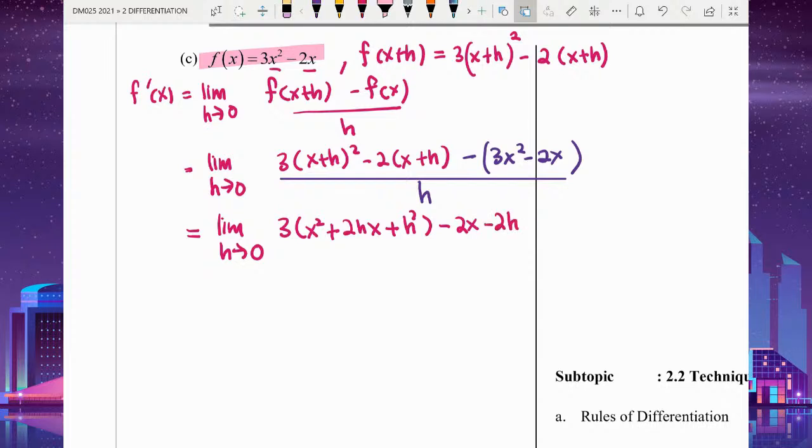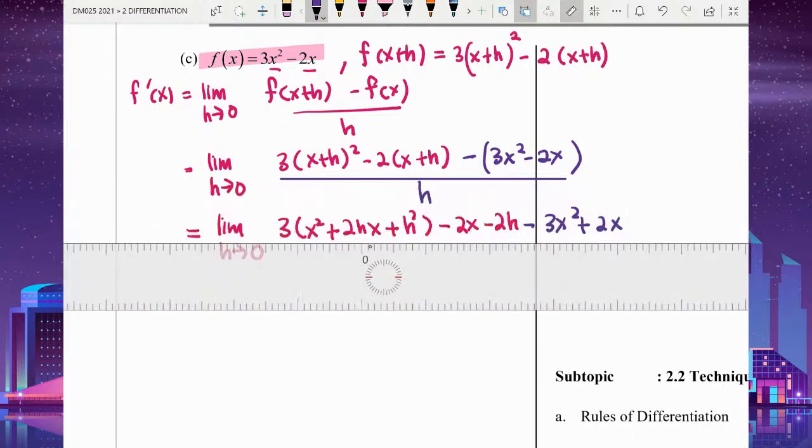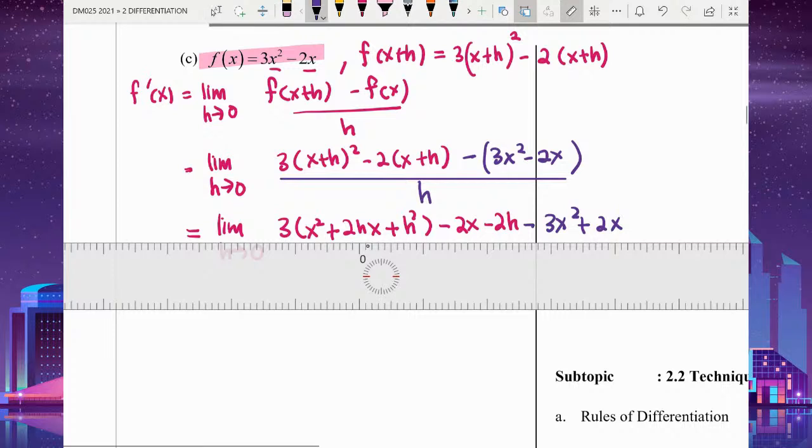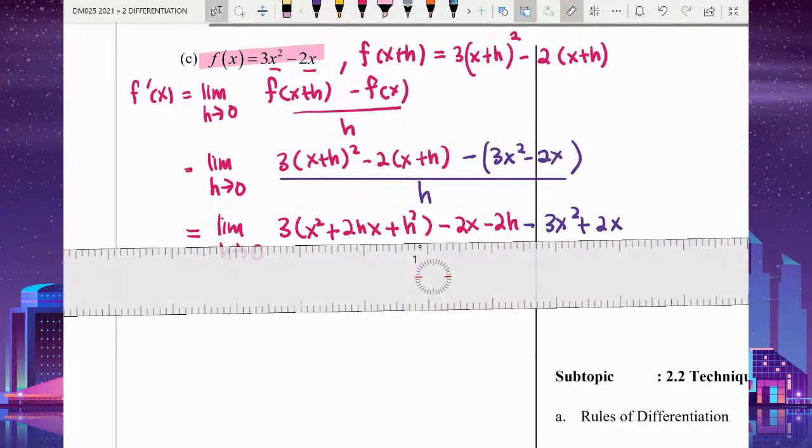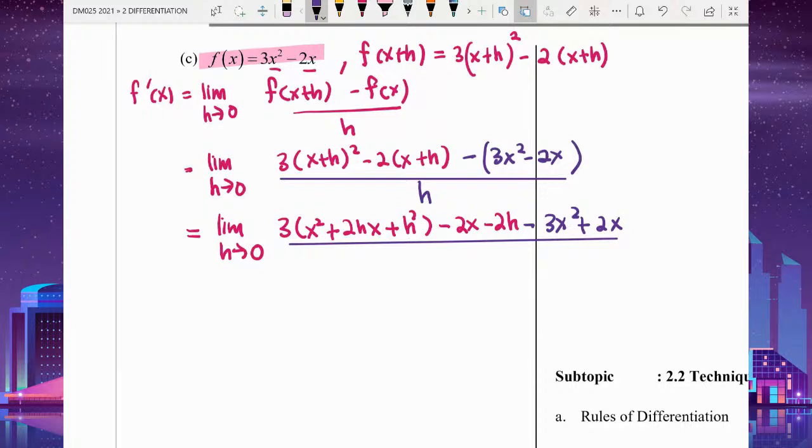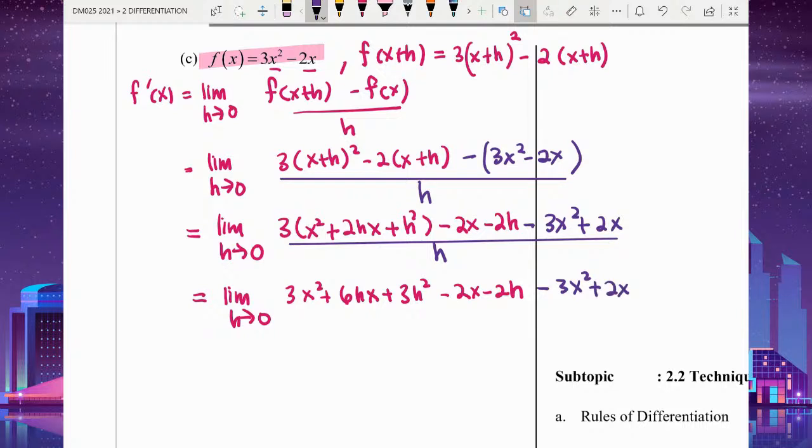We put this in purple, 3x square plus 2x. Okay, can or not? Okay, so now the line, over H. Alright. Okay, we continue. Limit H approaching 0. Okay, 3x square minus 6hx plus 3h square minus 2x minus 2h, and then minus 3x square plus 2x, over.